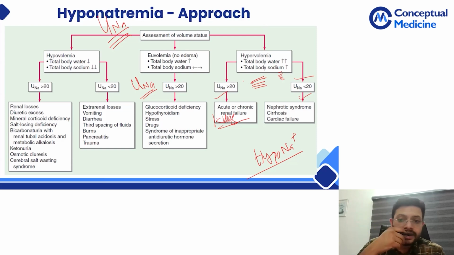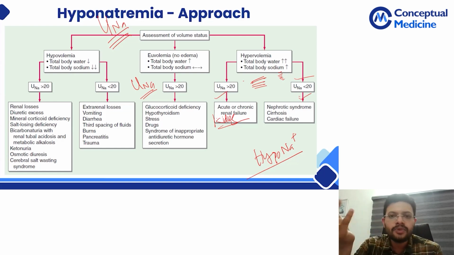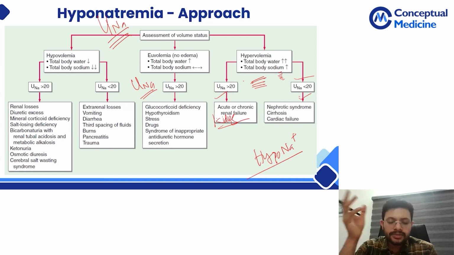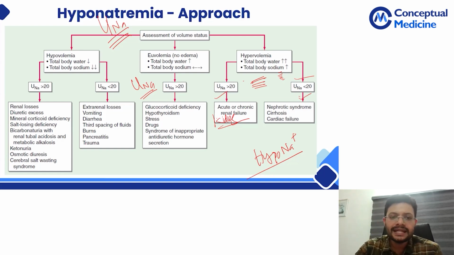So coming to hypovolemia again, step two. Again, you want to see whether the kidney is responding properly or not. If the kidney is responding properly, the problem is not in the kidney, your urine sodium is going to be less than 20. So you have some extrarenal loss: GI loss, vomiting, diarrhea, third spacing of fluids, burns, pancreatitis, trauma. I don't want to go through it much.